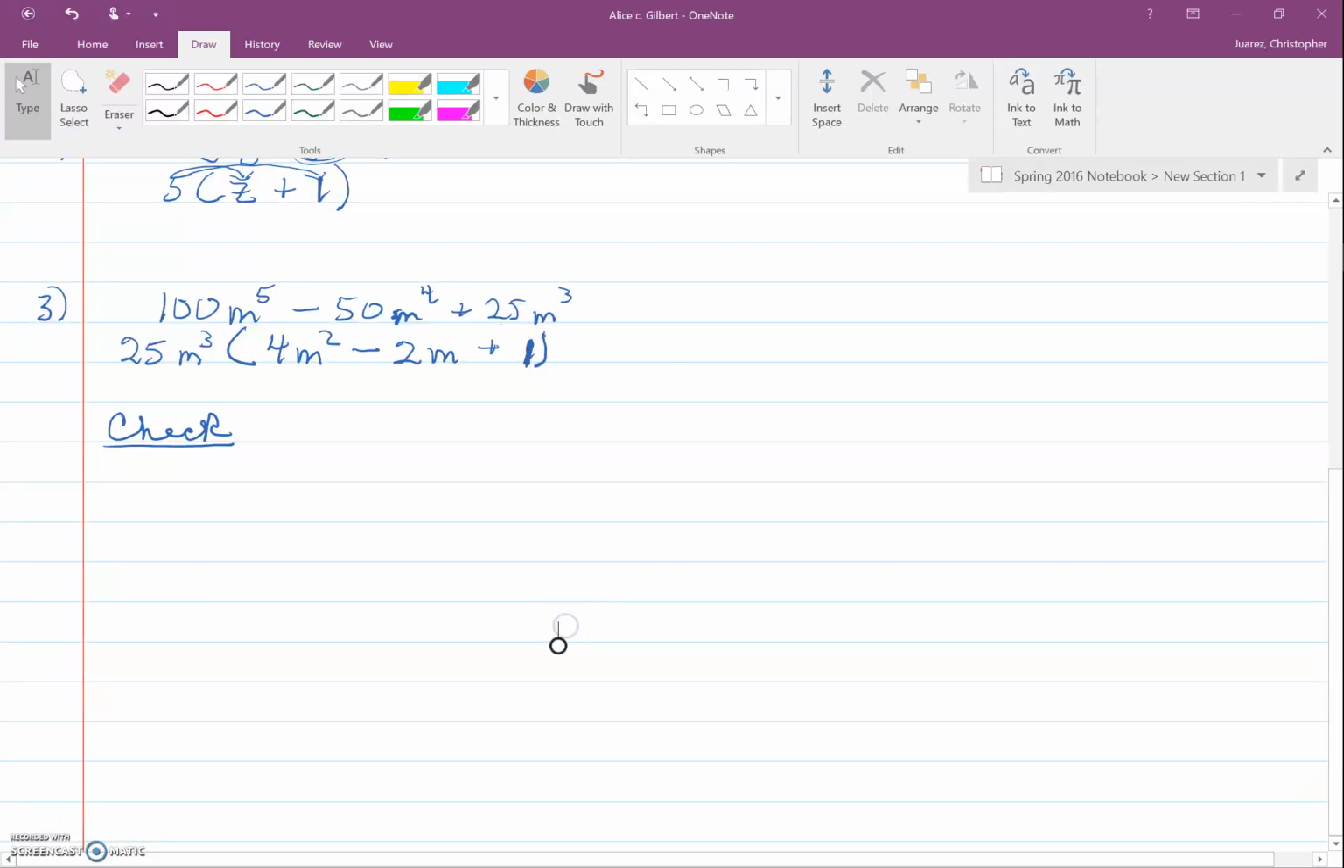You don't have to rewrite the answer, but just multiply it through now. 25m to the 3rd times 4m squared is 100m to the 5th. 25m to the 3rd times 2m is minus 50m to the 4th. And 25m to the 3rd times 1 is 25m to the 3rd. Did I come back to the same thing I started with? Yes, and so my answer is correct.